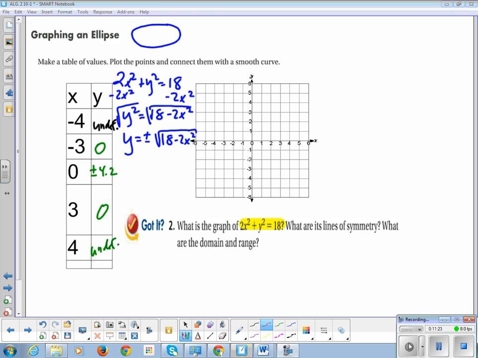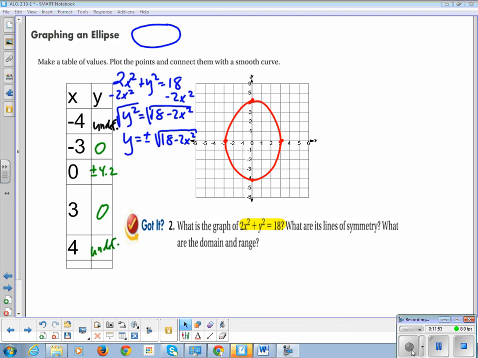So I have negative 3 and 0. I have 0 and plus 4.2 and minus 4.2. And I have 3 and 0. And then I'm going to connect them with a nice smooth curve. And it's going to look like an oval. Yay.